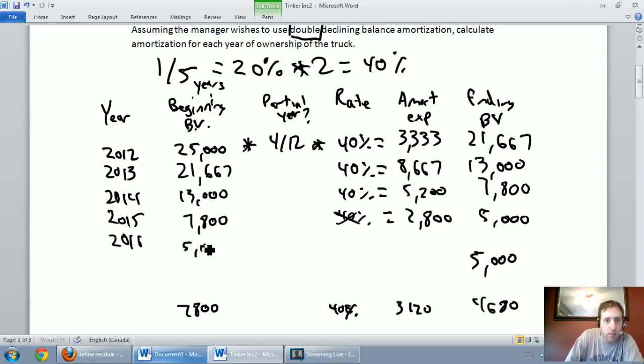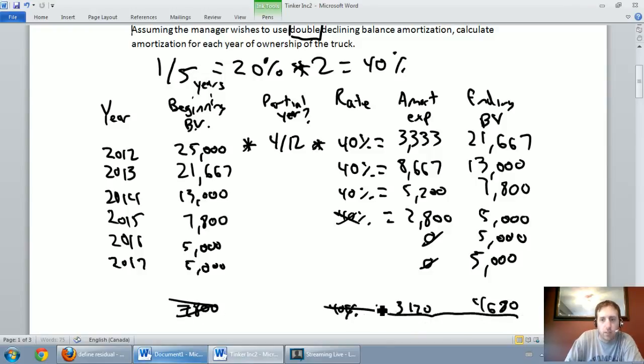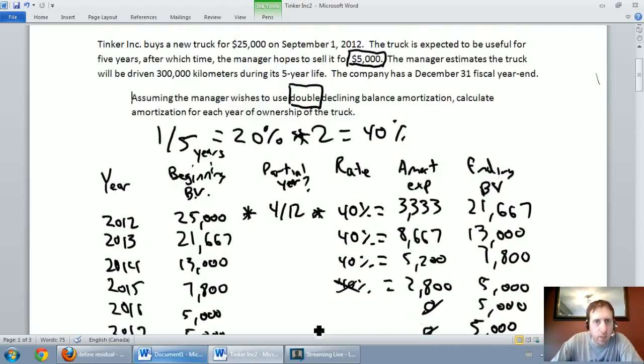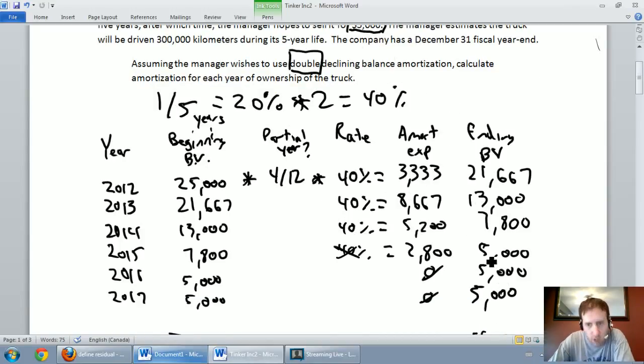I start with an asset worth 5,000, my amortization is 0, I end with an asset of 5,000, and the same is true in 2017. 5,000, 0, ending at 5,000. Again, this bottom was just to show you. I'm going to just scratch it out because that's not what we did. So double declining balance, as you can see, is a much more aggressive amortization method. And interestingly, again, we don't start with our amortizable cost. We start with our book value or the cost of our asset, and we amortize based on that. Where our residual value comes in is we've got to know when to stop amortizing the asset.